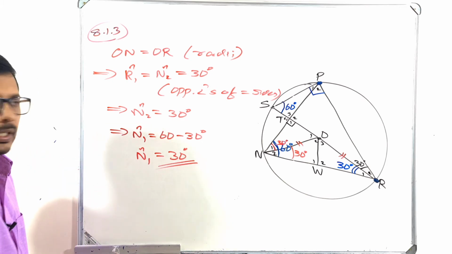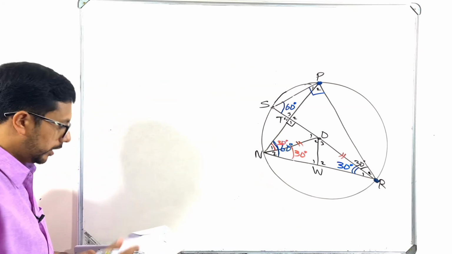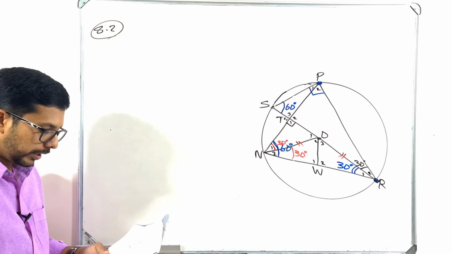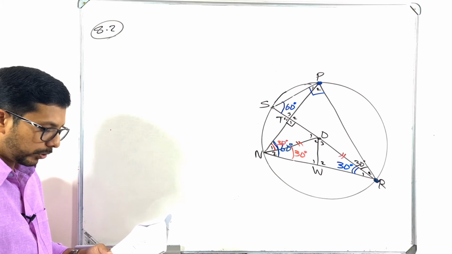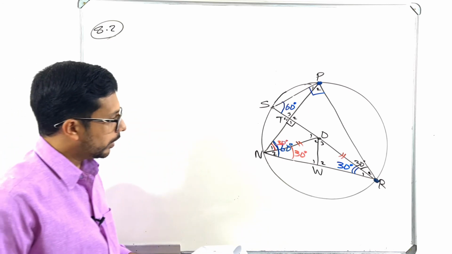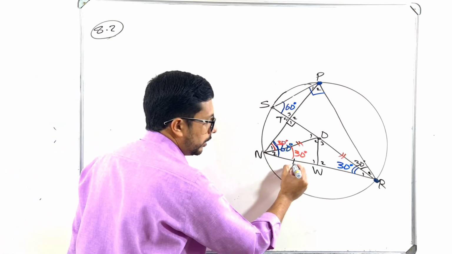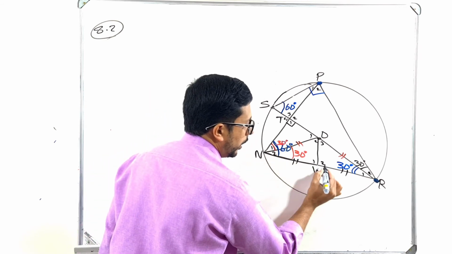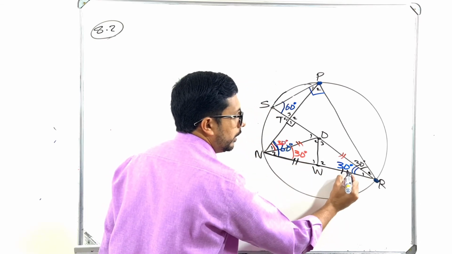Now let's move to the next question, 8.2. What is that question? If it is further given that NW is equal to WR, prove that TNWO is a cyclic quadrilateral. It is further given that NW is equal to WR. So now they have given that these two sides are equal in length.